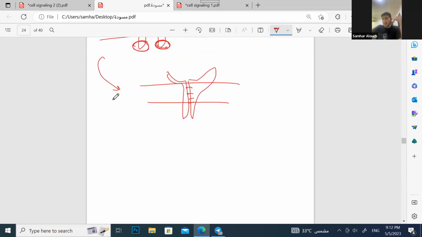And once they get attached to each other, each one of them has a tyrosine kinase, right? It causes something called autophosphorylation. Autophosphorylation means that this tyrosine kinase on the left side phosphorylates the right side. And the tyrosine kinase on the right side phosphorylates the receptor on the left side. So each one of them shakes hands with each other. The first one phosphorylates the other one, and the other one phosphorylates the first one.